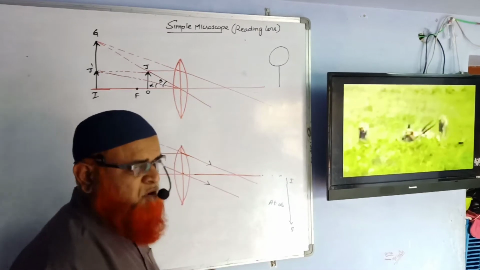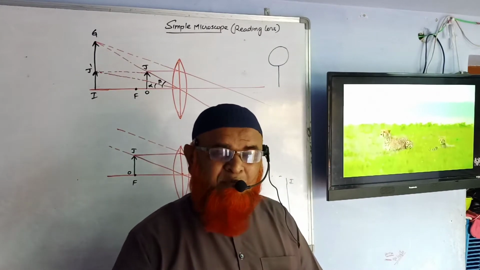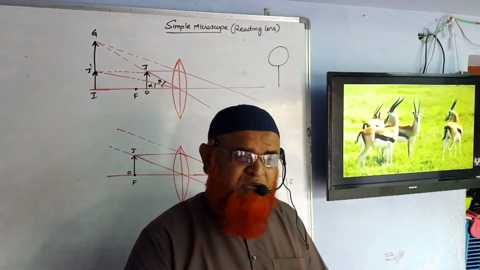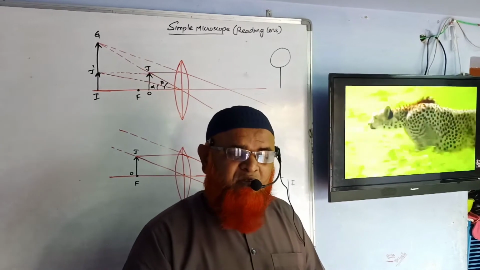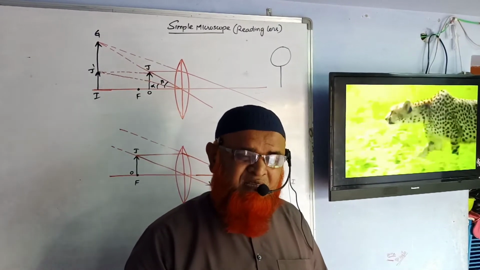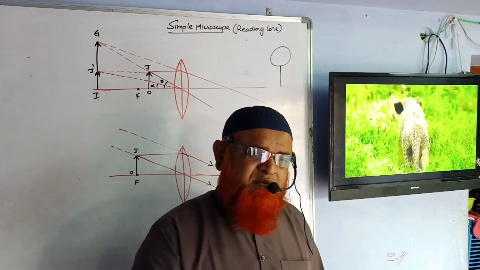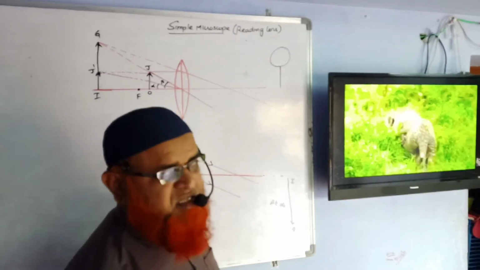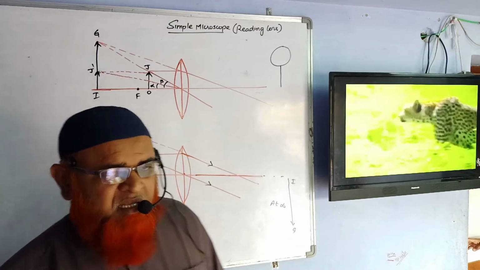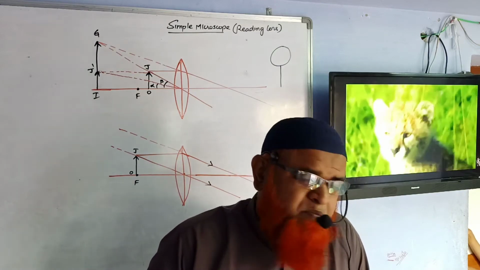You might have seen this type of reading lens, which is used to see small objects. It is used in forensic labs to see fingerprints, and also while investigating a murder or something else, mostly this type of lens is used. Or to see small letters, we can use this type of lens here. It's a very simple concept. If you understand this simple microscope, then definitely you are going to understand the compound microscope also. It's a very simple topic here.